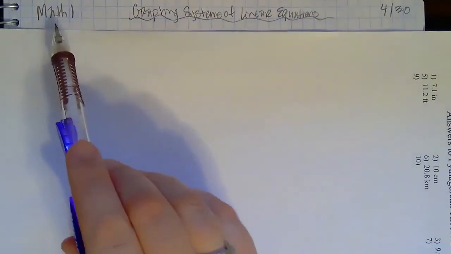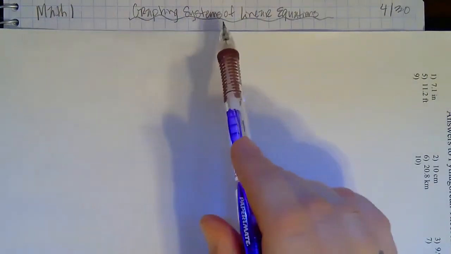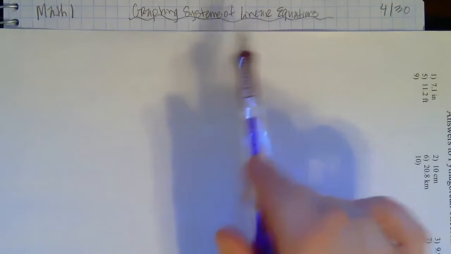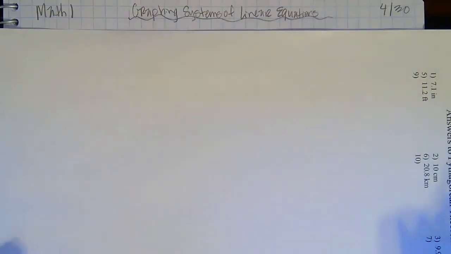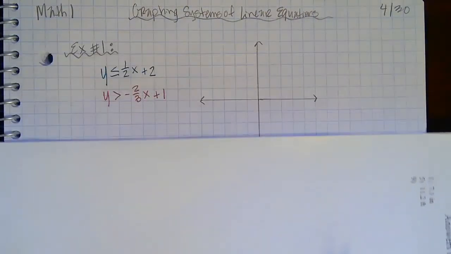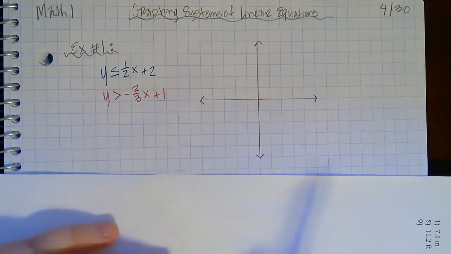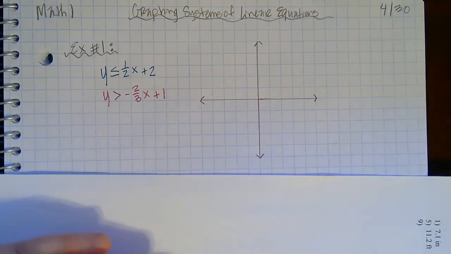This is for Math 1, and we're going to be talking about graphing systems of linear equations. So this is going to be exactly like we did yesterday, except since it's a system, it's going to have more than one graph at the same time, okay? So we're going to go ahead and get started on our first example here. So the first thing we're going to do is exactly like we did yesterday. We're going to go ahead and graph them, okay?